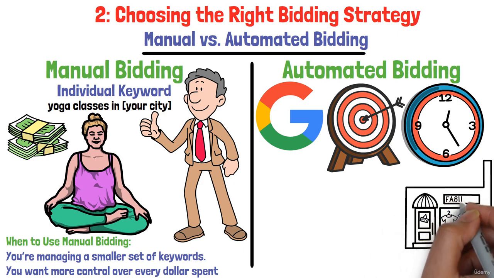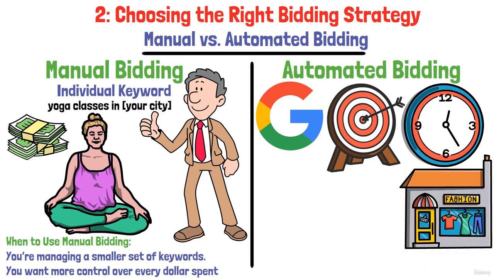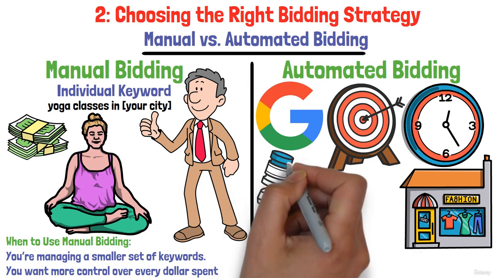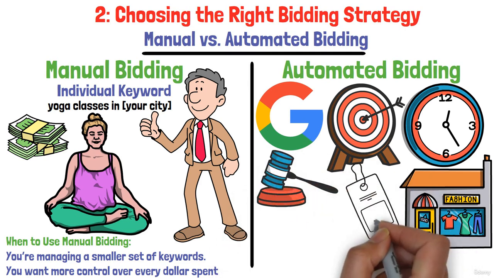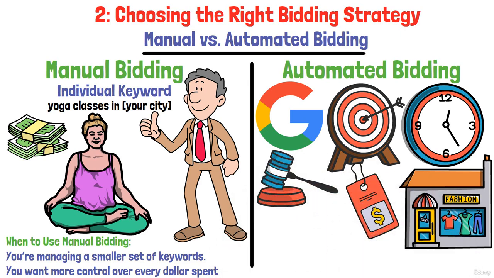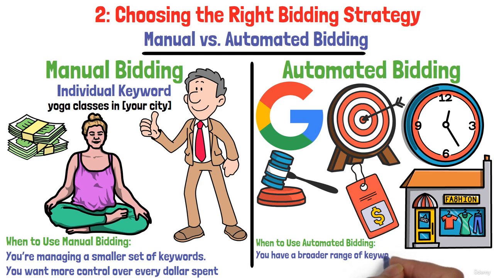Example, if you're managing a nationwide online clothing store, you may prefer automated bidding, where Google adjusts bids based on your goal of maximizing sales without you having to manually adjust bids each day. When to use automated bidding: you have a broader range of keywords or campaigns, and you want to maximize efficiency without constant monitoring.